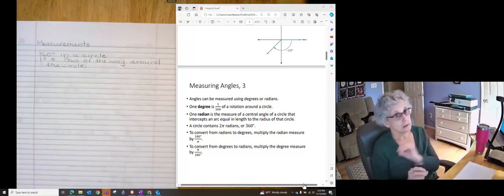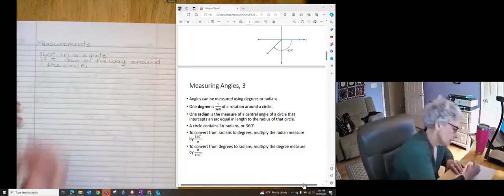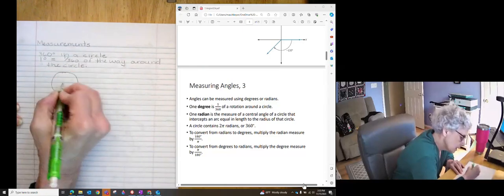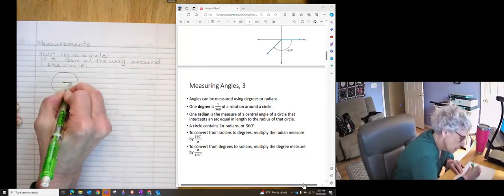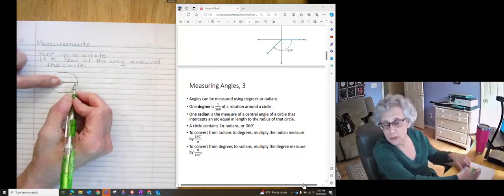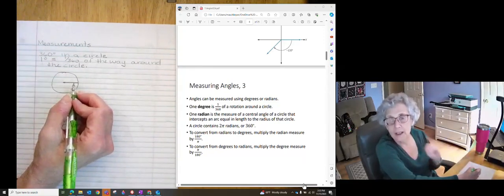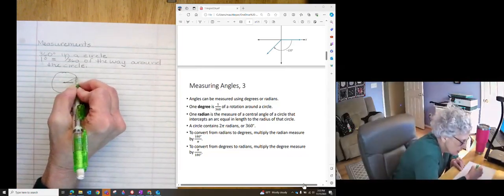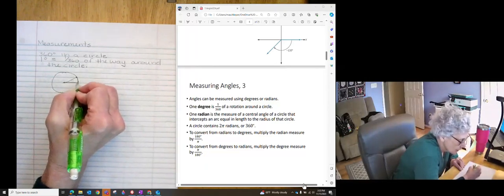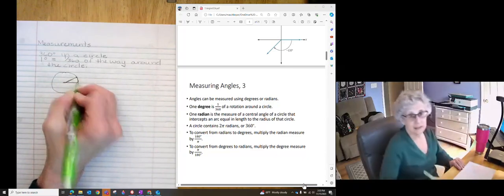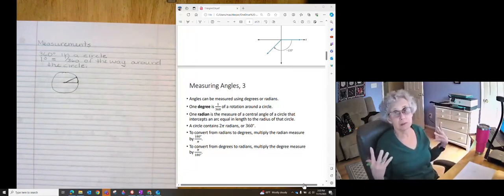A radian is a little harder to explain. The radian is the measure of the central angle of a circle that intercepts an arc length that's equal to the radius. So the radius and the arc length are the same. It's not important to remember that.